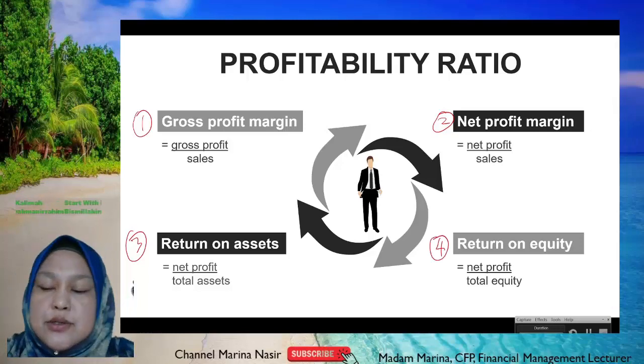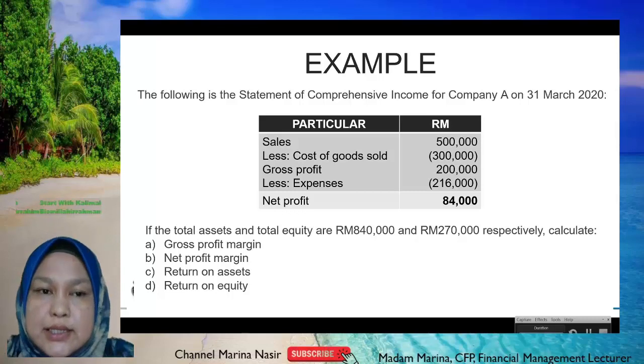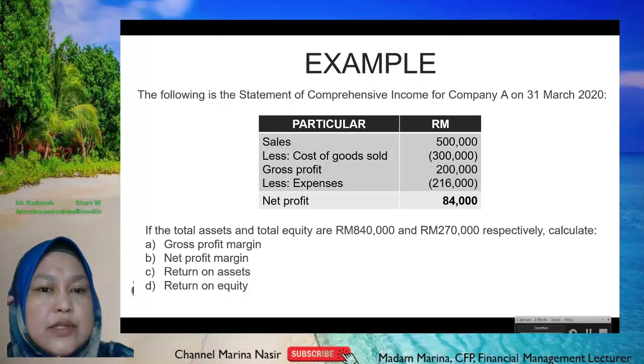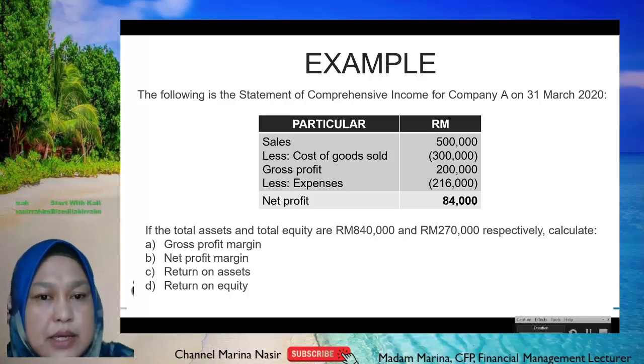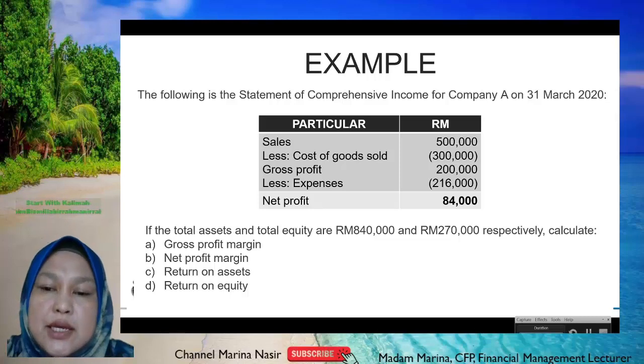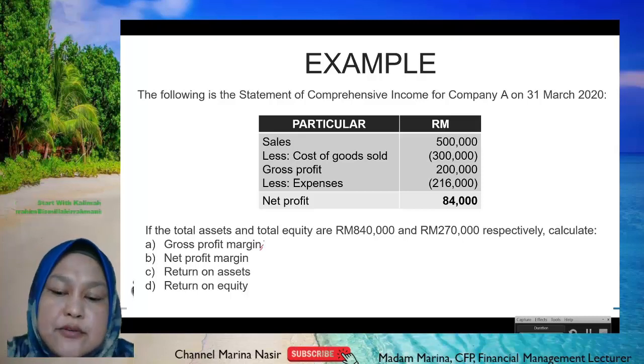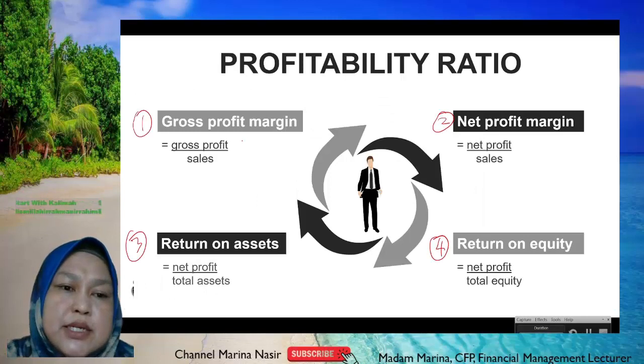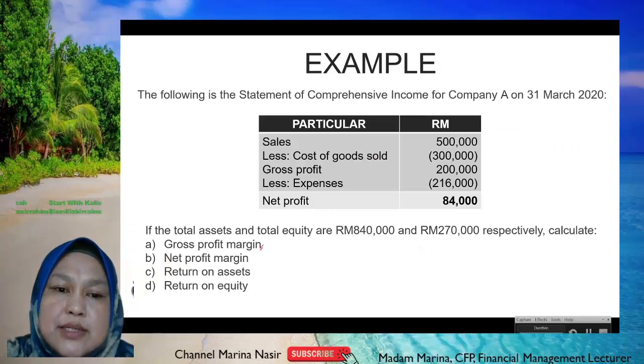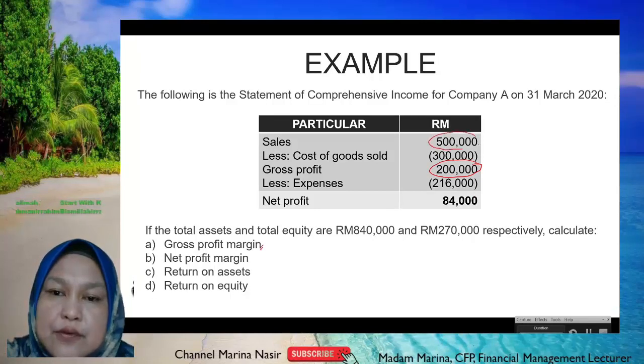Okay, so let's look at how to calculate the gross profit margin. You are given the extract of the statement of comprehensive income, sebahagian daripada statement of comprehensive income. Now how to calculate gross profit margin? The formula is gross profit divided by sales. Where is our gross profit value? 200,000 divided by net sales 500,000.